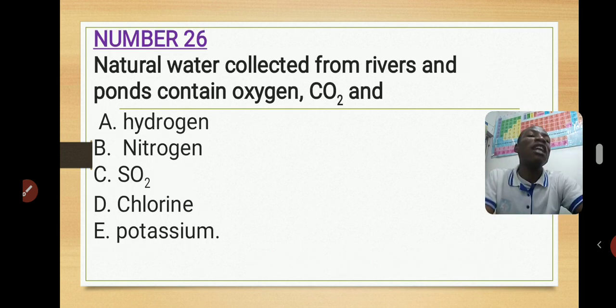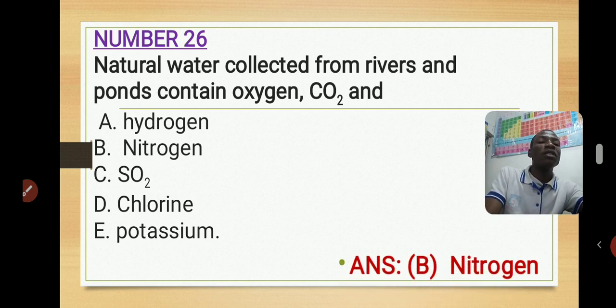Number 26. Natural water collected from rivers and ponds contains oxygen, carbon dioxide and nitrogen, because rivers and ponds will contain leaves that have been decaying already. So nitrogen is most likely to be present inside those bodies of water. So our answer is option B, nitrogen.